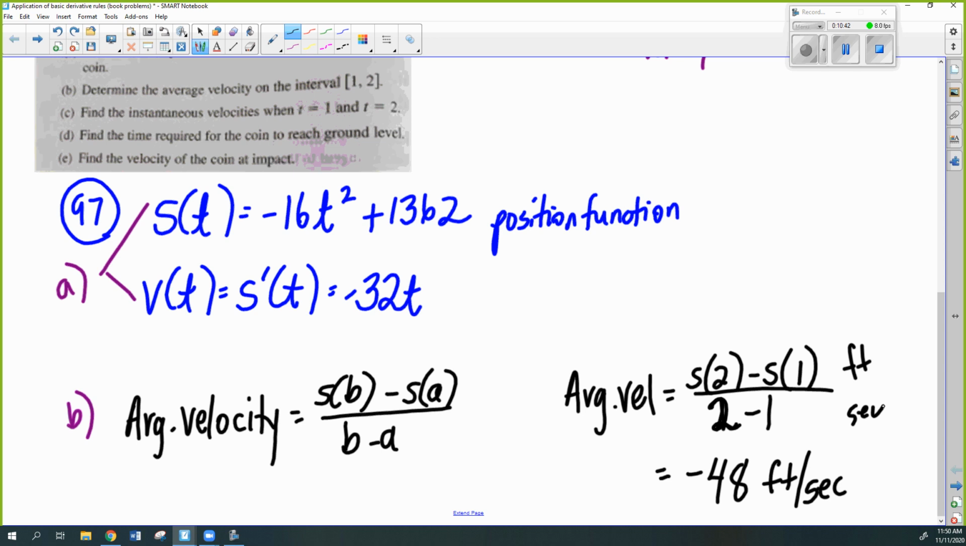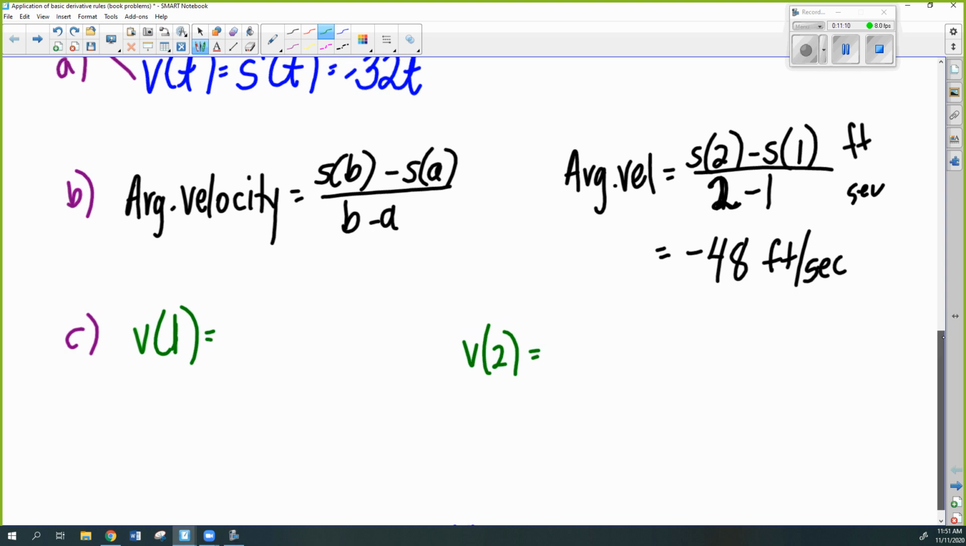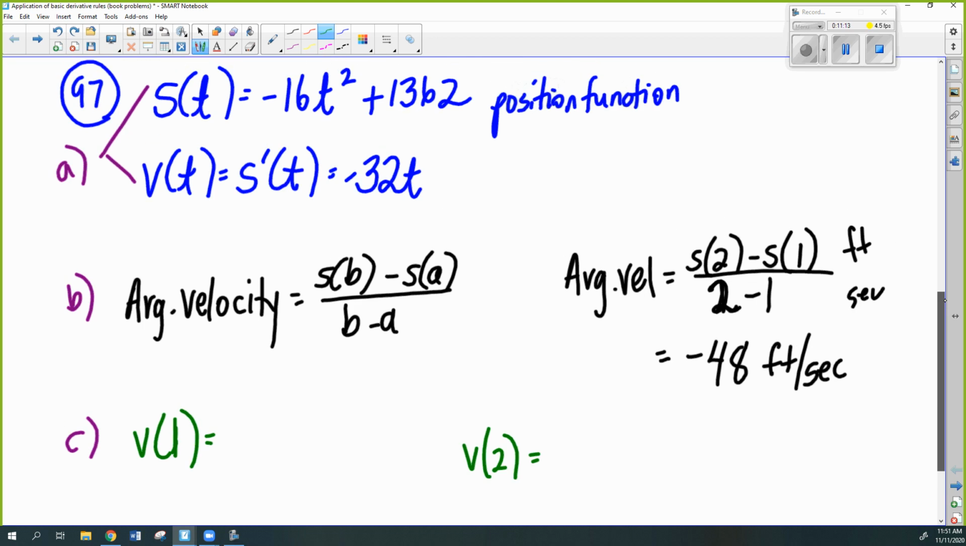Are we okay with that? Okay, now the next question says find the instantaneous velocities when t equals 1 and t equals 2. So part C is specifically asking me to find v of 1 and v of 2. Just v of 1 and v of 2.